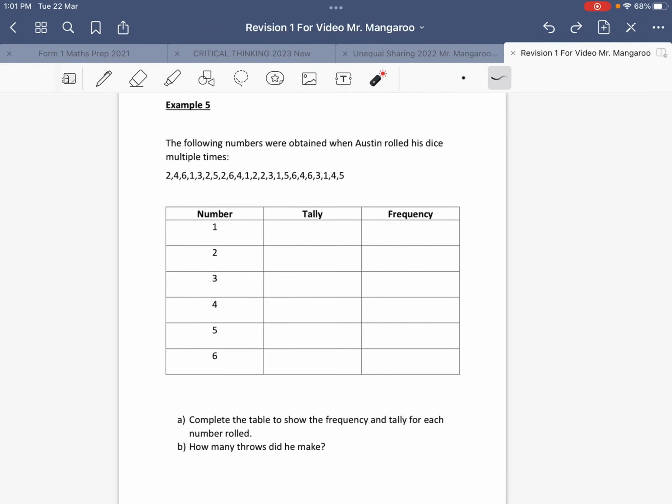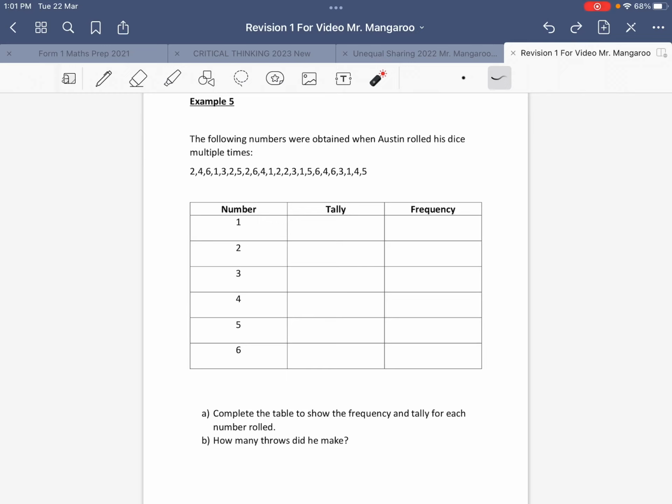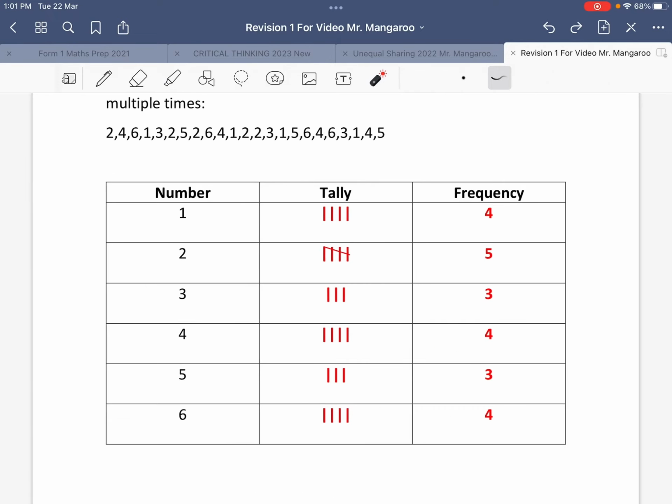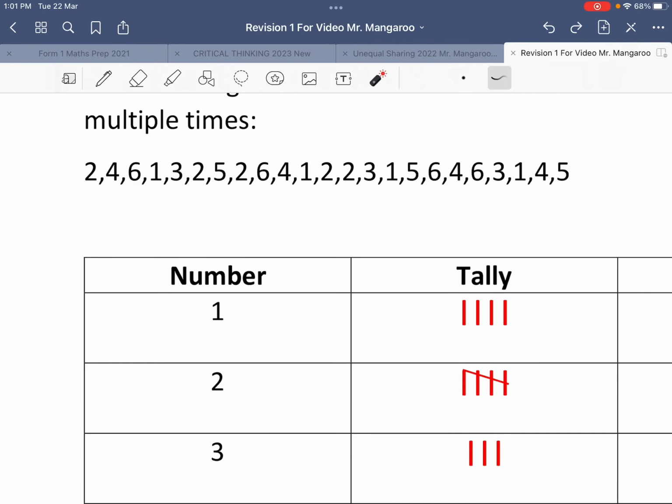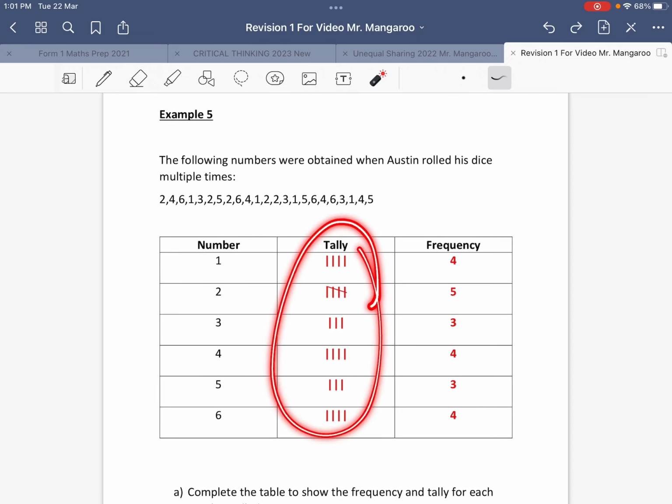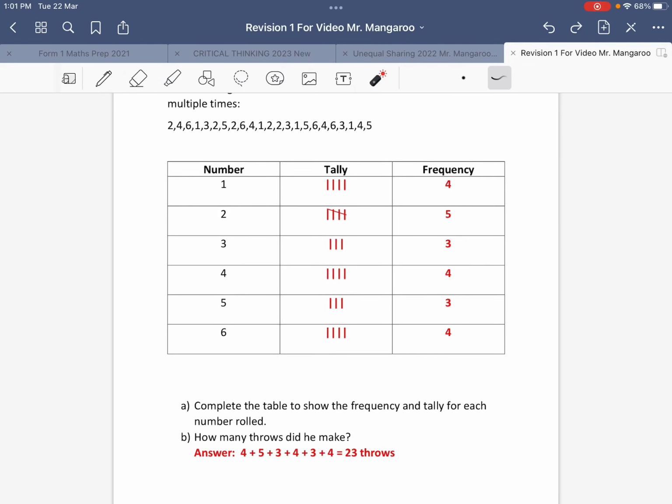Next, a dice was rolled a number of times and we see all the numbers that were obtained. So let's just look at one example. Let's look at the number 2. Now how many times are we seeing 2? 1, 2, 3, 4. Let's try it again. 1, 2, 3, 4, 5. So we see the tally here, 1, 2, 3, 4, 5. So that is what we did for all of these here and these here. So we completed a frequency tally chart.